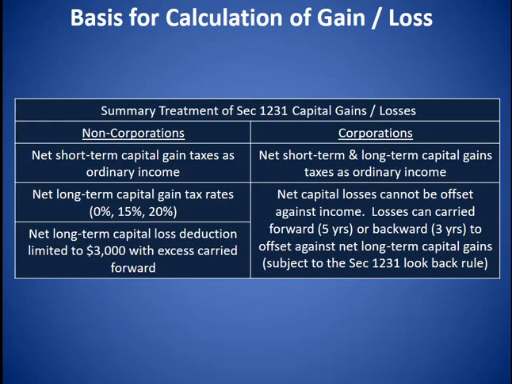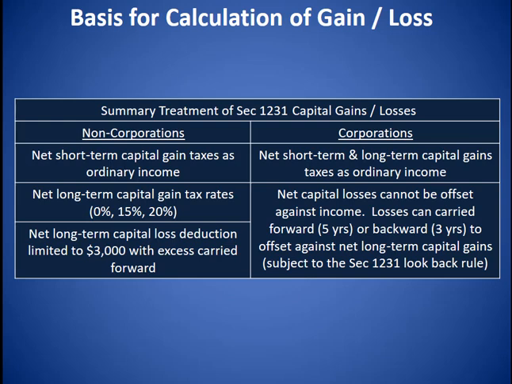In the case of non-corporations, net long-term capital gain tax rates, depending upon what tax bracket you're in, can be 0%, 15%, or 20%. So there you can see the favorable capital gains tax treatment for Section 1231. Also for non-corporations, net long-term capital losses can be deducted, but they're limited to $3,000 per year, with the excess carried forward into future years.